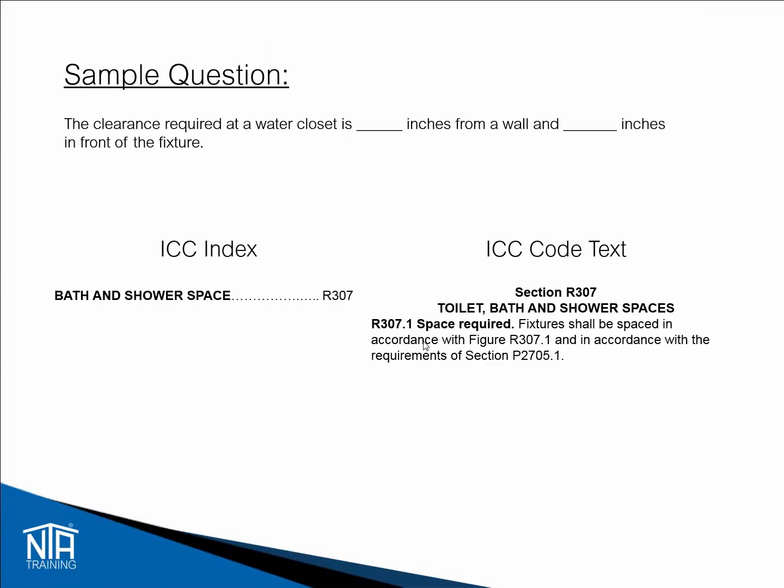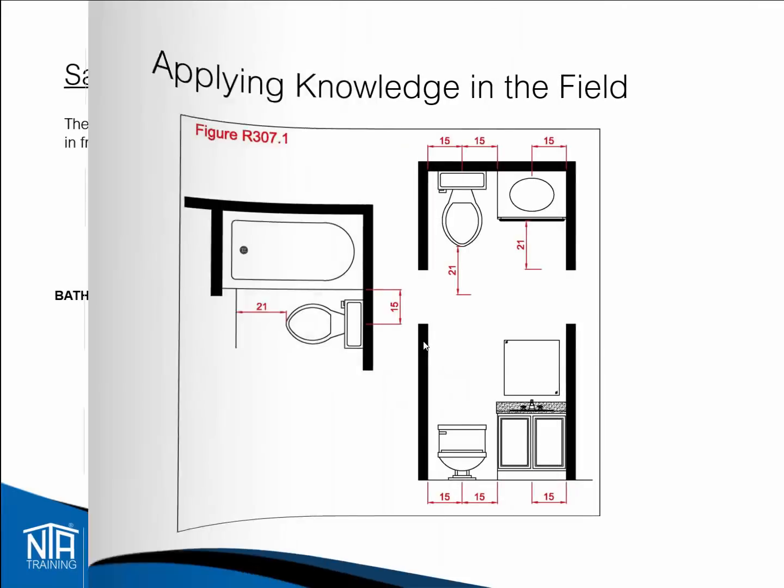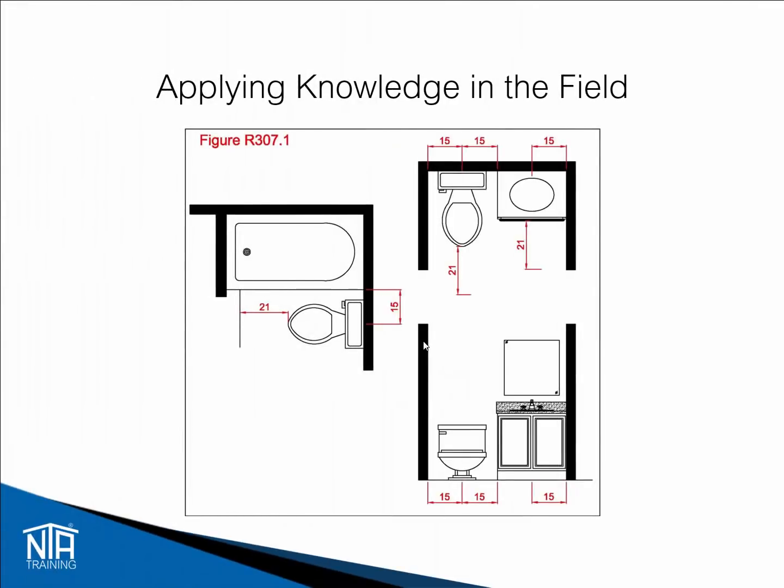The clearance required at a water closet is blank inches from a wall and blank inches in front of the fixture. You know you are looking for clearances required at a water closet or toilet. The closest reference you will find in the index for these clearances is bath and shower space, which is located in R307. The first paragraph of the toilet, bath, and shower spaces section is R307.1, space required. This text will direct you to figure R307.1. The various illustrations in this figure list the clearances required at the various fixtures you will find in a bathroom. This illustration is based on figure R307.1 and shows the answer to be 15 inches from a wall and 21 inches in front of the fixture.